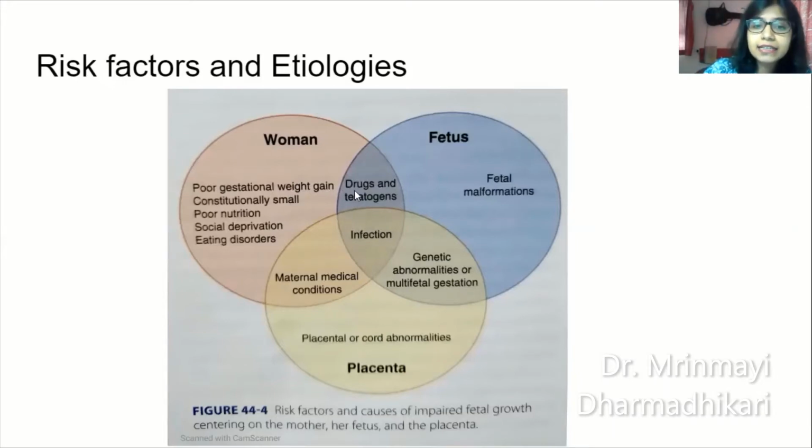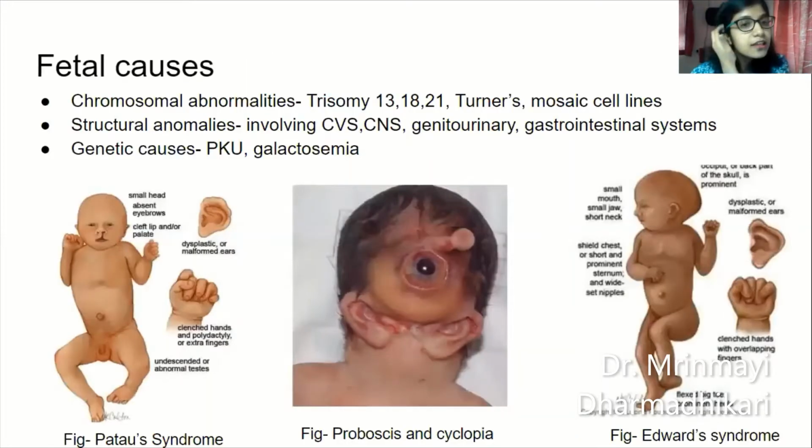And lastly, infections in the mother, especially cytomegalovirus, TORCH infections, can also give rise to growth restriction in the fetuses. So let's take a look at fetal causes. Chromosomal abnormalities include trisomy 13, trisomy 18, 21, that is Down syndrome, Turner syndrome, mosaic cell lines. Structural abnormalities, especially involving the cardiovascular system, that is cyanotic heart diseases, central nervous system, genitourinary system, gastrointestinal systems, and genetic causes like phenylketonuria and galactosemia.